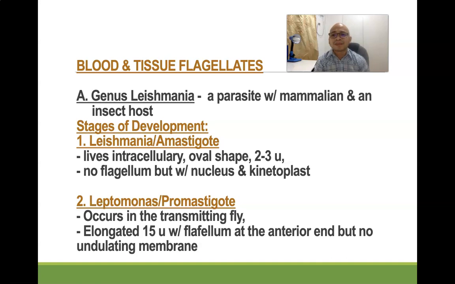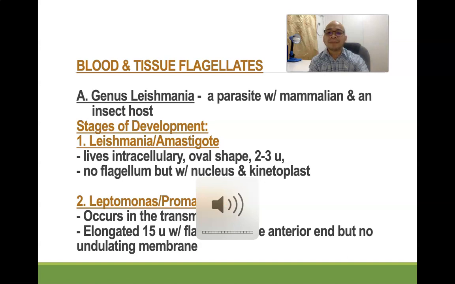So actually, there are several stages of development of this particular flagellate. The first stage is called Leishmania, which is also known as amastigote. Always remember that in most medical terms, when you put the prefix "a" in front, it means absence of. So when you say amastigote, it means that it is a stage of hemoflagellate development wherein the flagellum is not yet developed. There is no flagellum yet, but it has a nucleus and kinetoplast. This type of flagellate lives intracellularly. It is oval in shape, between 2 to 3 microns.